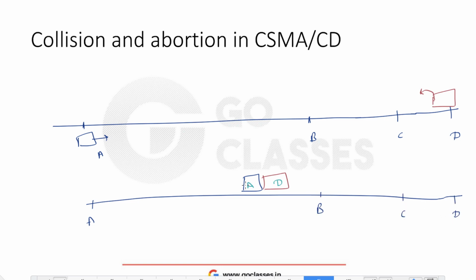So after a collision, there is something called a jamming signal, right? A jamming signal, which is of higher energy, to say that there is a collision. So this is also called a collision signal or jamming signal. Now this jamming signal or collision signal gets transmitted back to A.